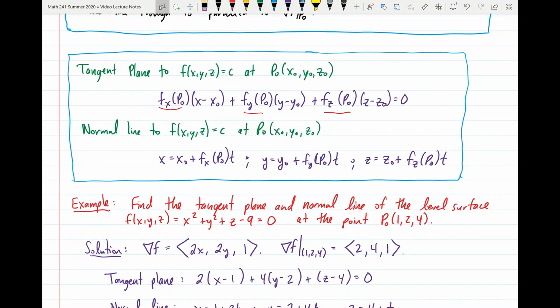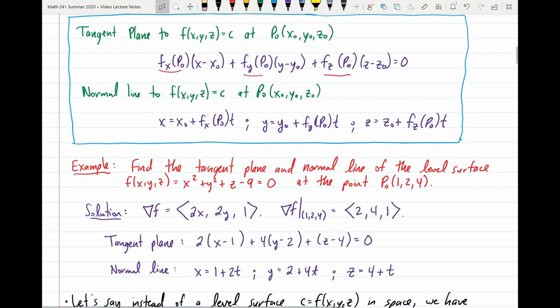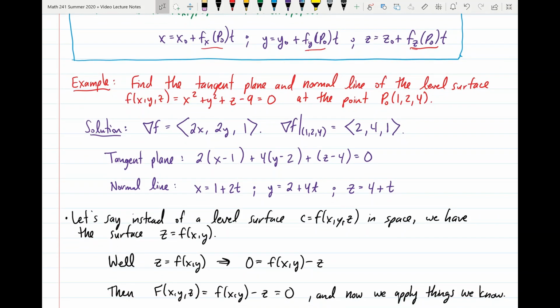And the normal line to f of x, y, z is equal to c at the point p naught is given by the following parametric equations. So we have x is equal to x naught plus partial x at p naught times t, y is equal to y naught plus partial y at p naught times t, and then z is analogous. So here, again, we're using the equation for the line that we developed in chapter 12. So x naught, y naught, and z naught are coming from our point p naught, and then we know that the normal line is going to be parallel to the gradient vector, which is where each of these terms is coming from, multiplying t.